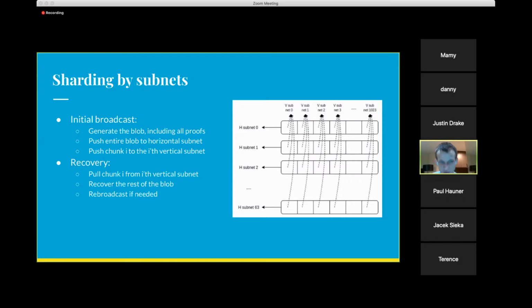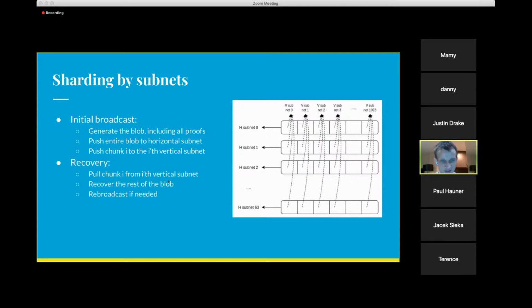So here what happens is, first we run step 3 here in reverse order. The nodes in the committee in the horizontal subnet try to pull chunk I from the I's vertical subnet. In some cases they might succeed, in some cases they might fail, but altogether they would succeed. Then they just rebroadcast those chunks in the horizontal subnet. Then in the horizontal subnet, there would be enough chunks to recover the rest of the blob.